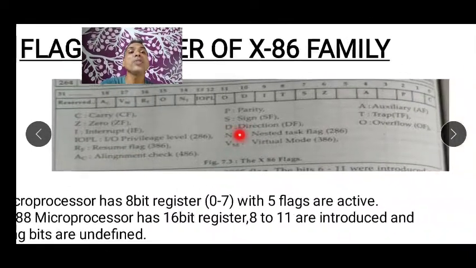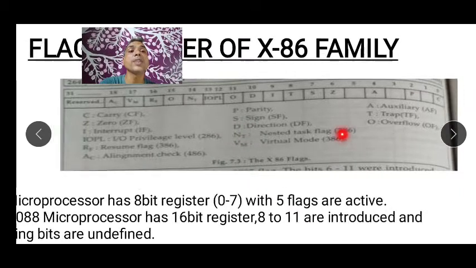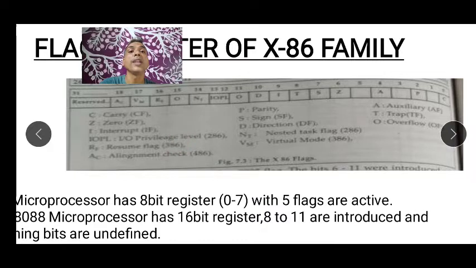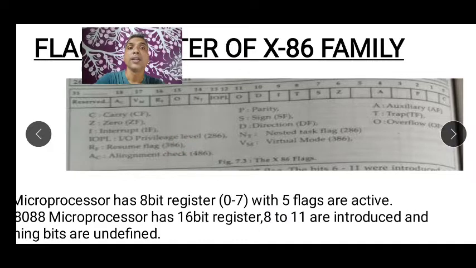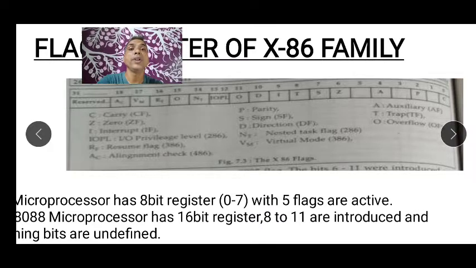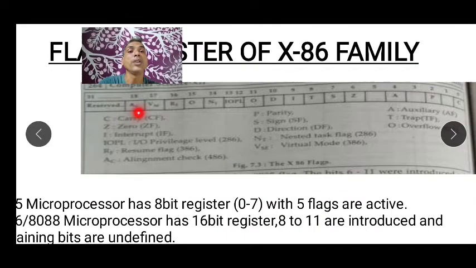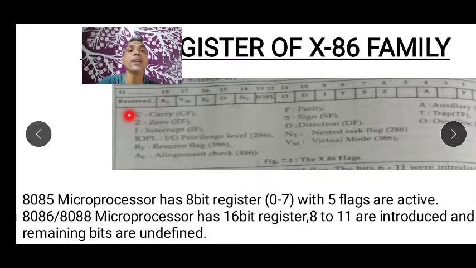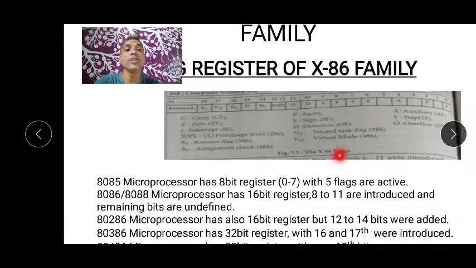And you can also see that in some places they have written 286, 386, 486 like this. That means in that era or in that generation they have evolved. Now a very important thing here is you don't have to remember up to 32 or 31. You have to remember the flags up to 18 and the rest of the flags are reserved. So I hope you understood till here.